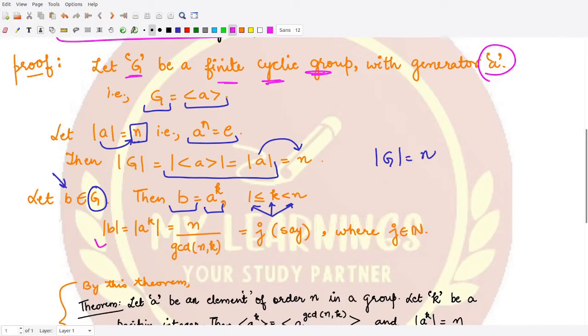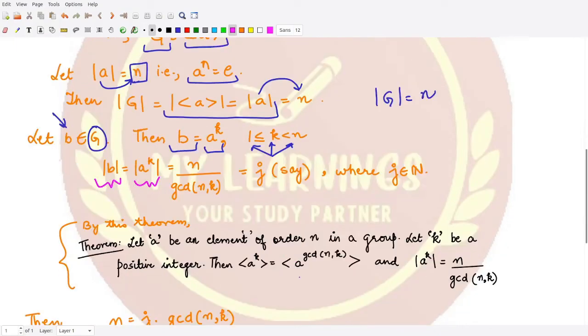So the order of this element b is the order of a to the power k, and according to the result that we have studied in the previous video, a to the power k has order n divided by the GCD of n with k, where n was the order of the element a, right? So in this case also n is the order of a. So we have this result here, and we say that this thing is equal to some natural number which is j, right? We are assuming that this is equal to j.